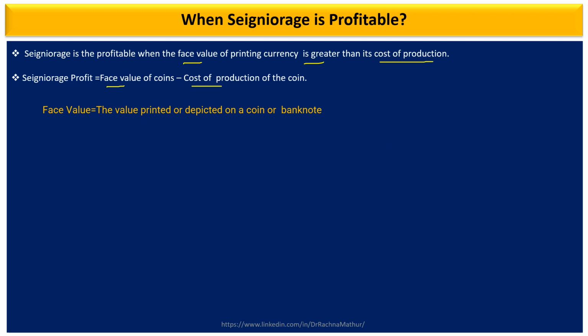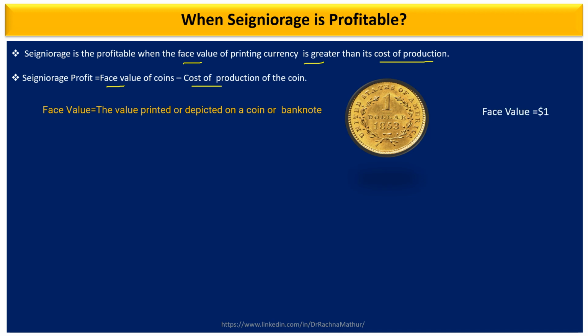Let's take an example. This is a dollar printed in 1853. So the face value of a dollar is 1 and the metallic value which comprises the cost of production is the metal from which it is minted. So here this dollar is made from gold. So that means the cost of production consists of the metallic value and other administrative cost that should be lesser than the face value of a dollar in 1853.